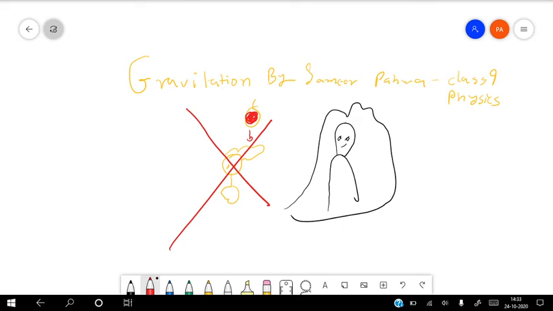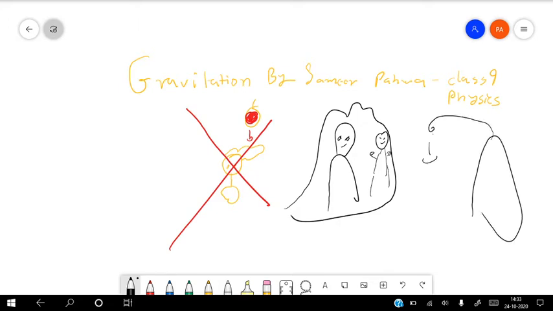The actual story was that during the time of plague, Newton was with his friends from university, and he was studying at home. He was looking outside the window and he saw an apple fall off the tree. And then he discovered gravity.